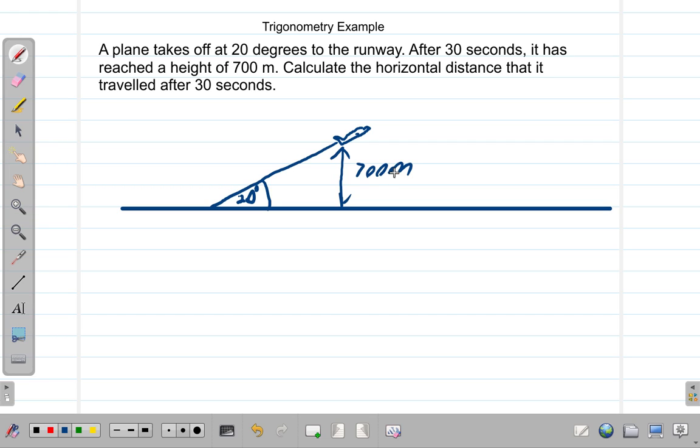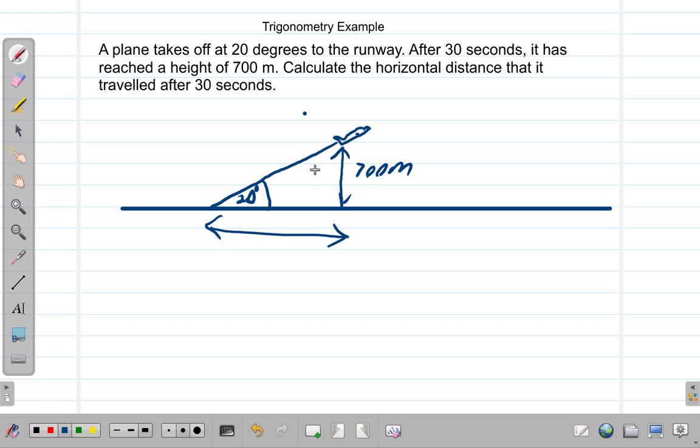I want you to pause the video and work this out for me and then come back. So do so now. Okay, you paused the video and you have done it. Let's see the horizontal distance going this way after 30 seconds.